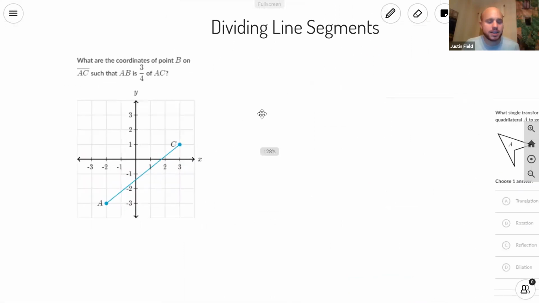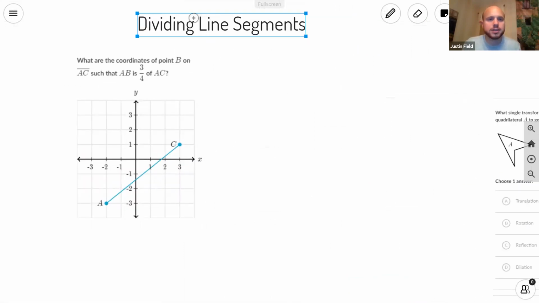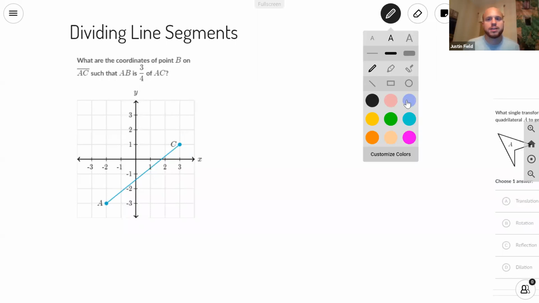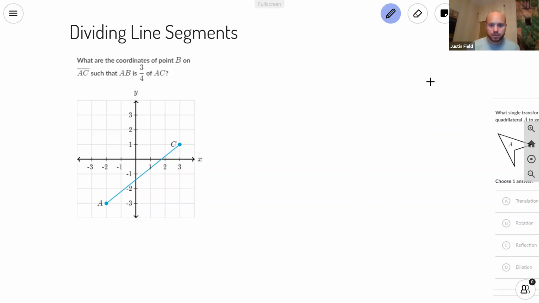So this dividing line segment is on the park test, should we have a park test this year. And it's ratios, right? So don't forget that if we multiply a ratio times a whole amount, we get a part. Ratio times whole equals part.